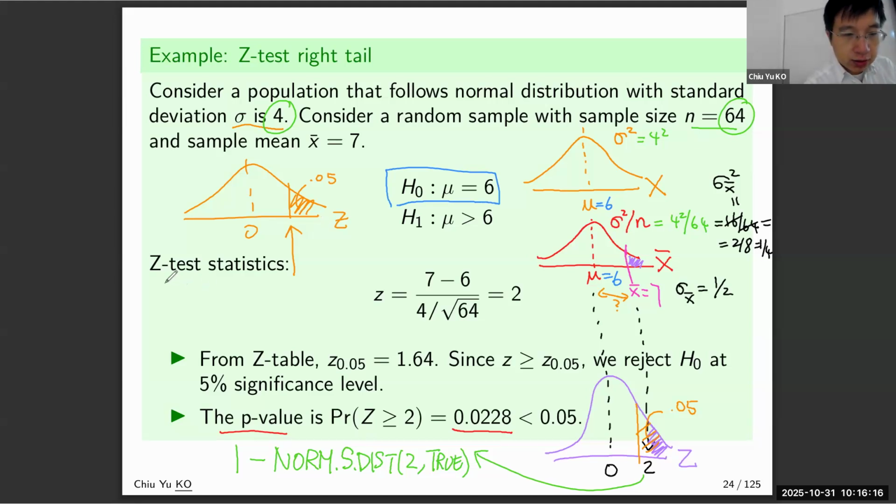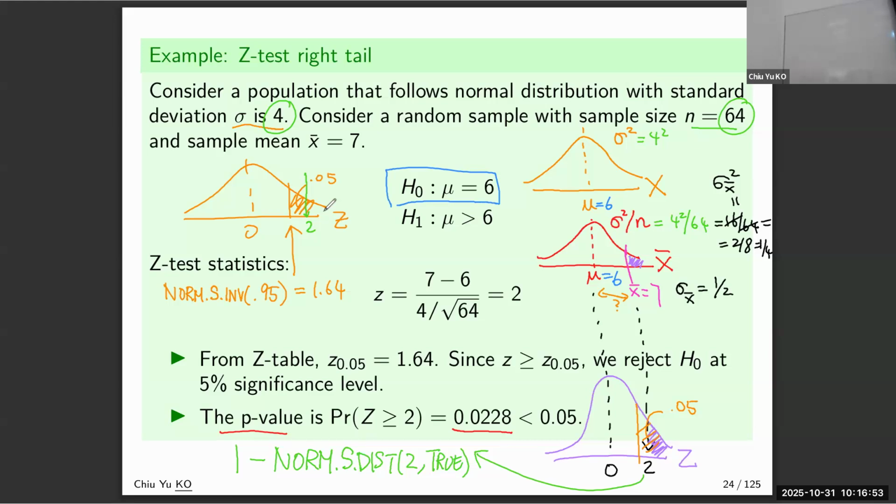So what you do is NORM.S.INV of 0.95. This will give you 1.64. And your data is actually 2, remember, which is inside the rejection region. So the critical value is 1.64 and you get 2, so you reject.